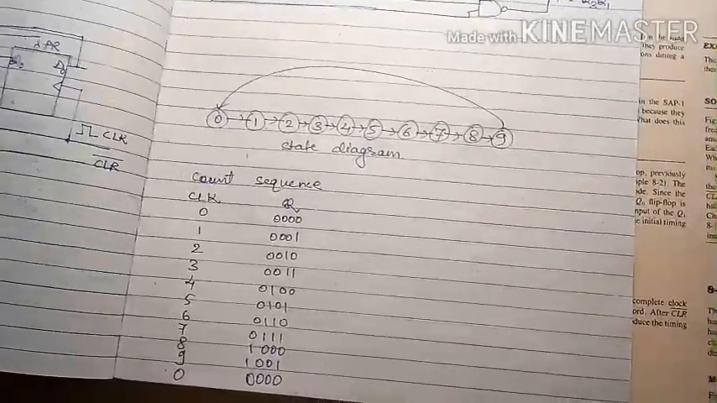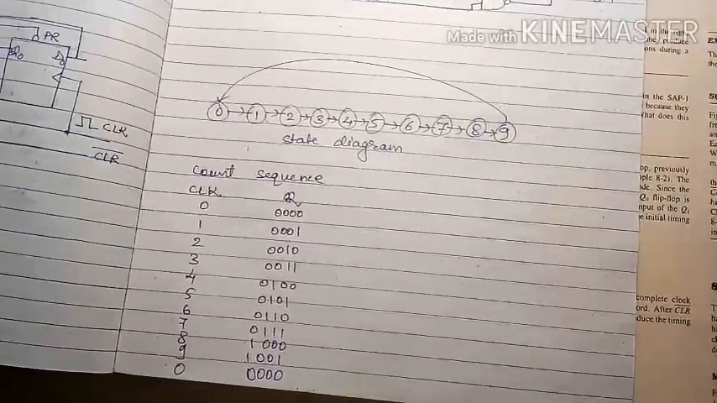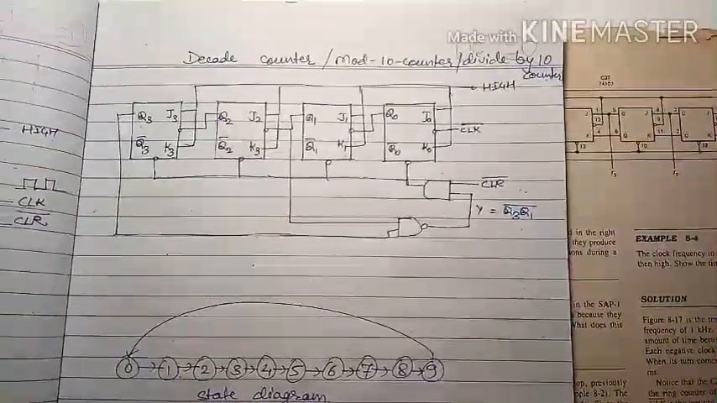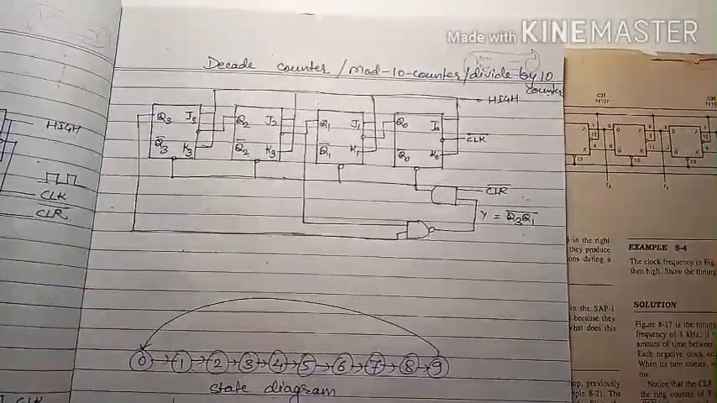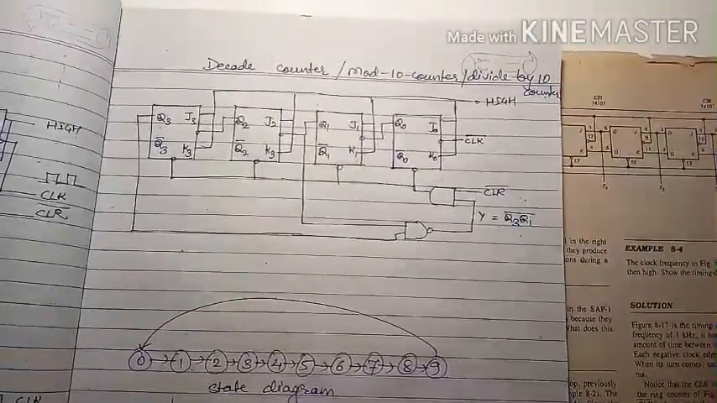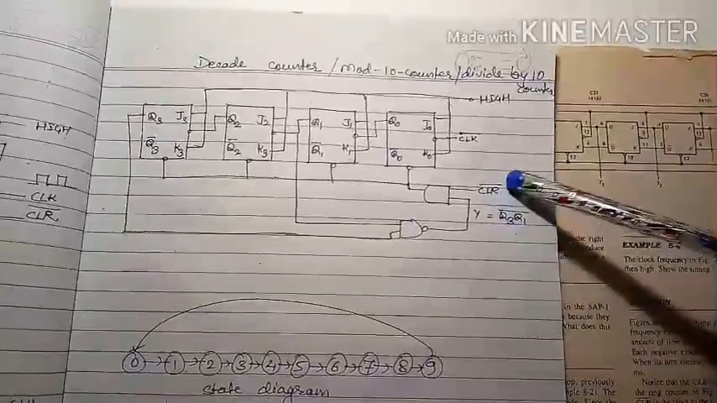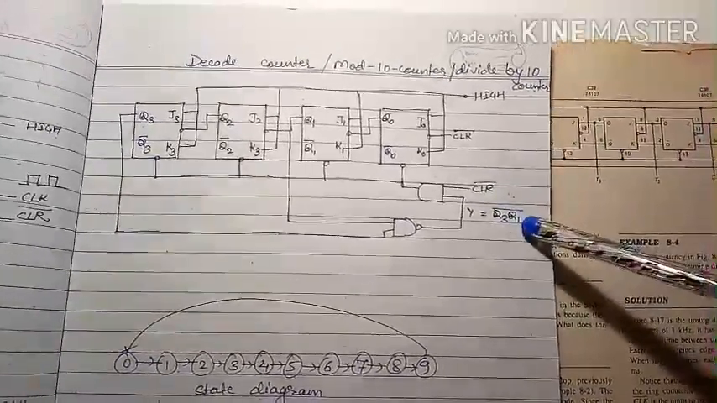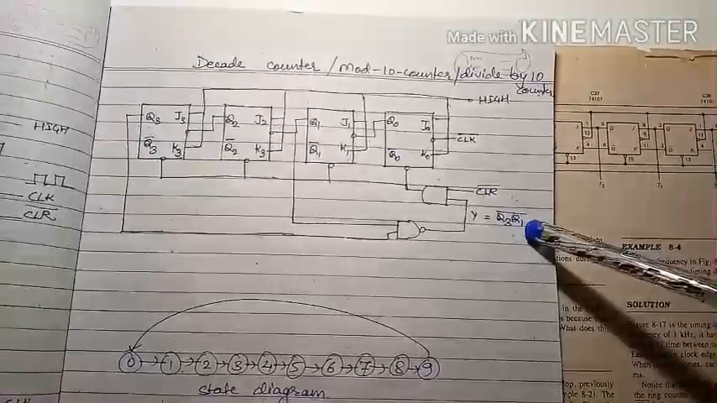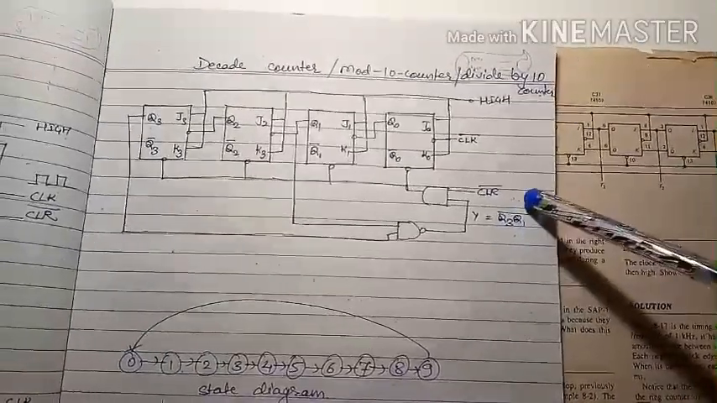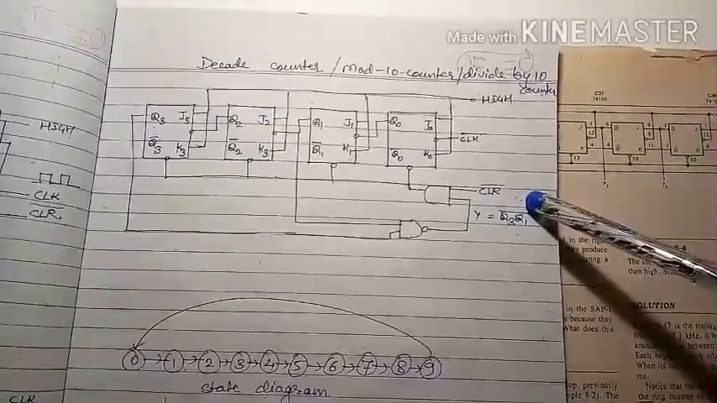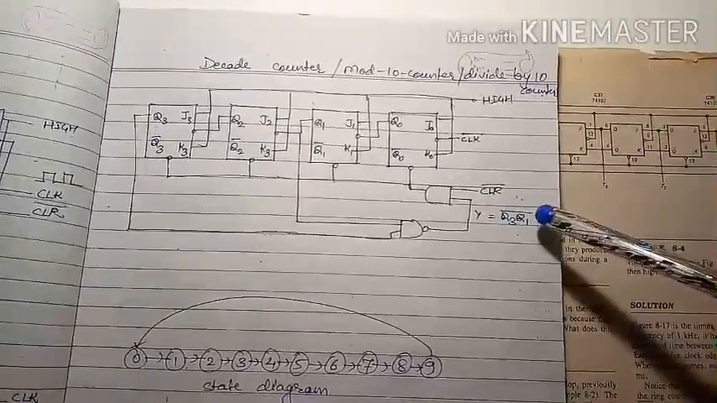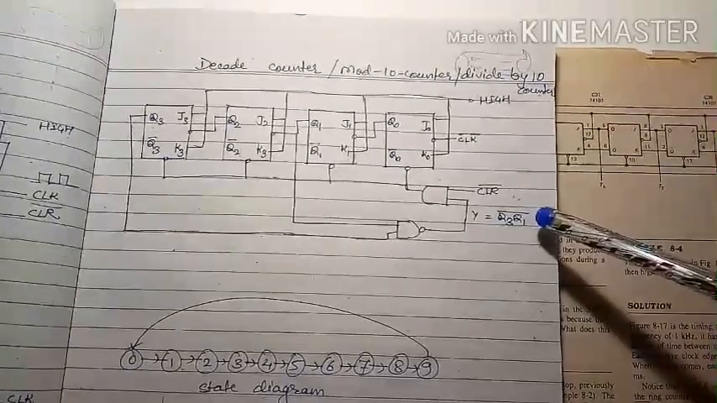Now why does the counter skip the states from 10 to 15? Because of the AND gate. Now let us have a look at the circuit. Because of the NAND gate, the counter can be reset by a low CLR, or a low value of Y. Initially CLR goes low to produce Q equal to 0000. When CLR bar returns to high, the counter is ready for action.